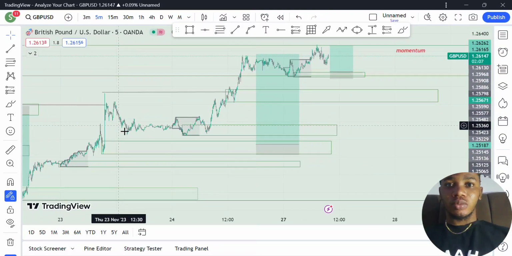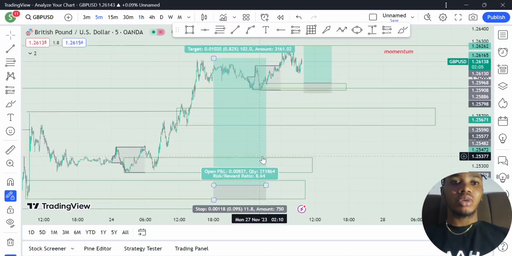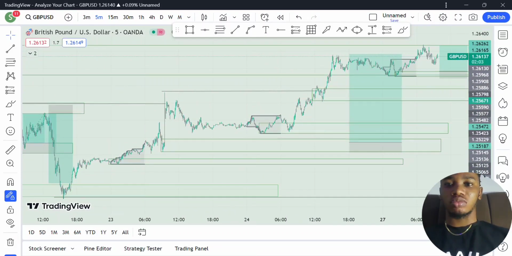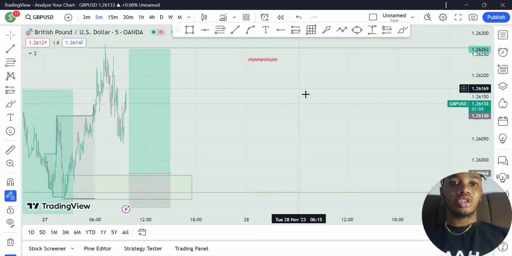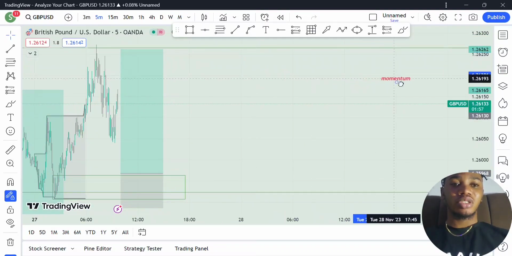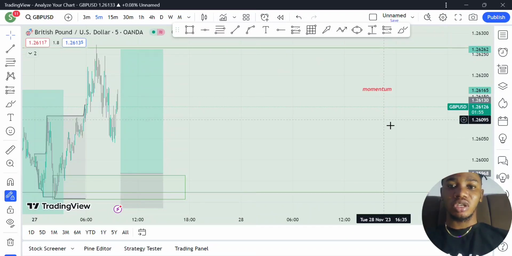Now let's head down. So what do we mean by momentum? When we talk about momentum, for me, momentum simply means where price has created a strong low or a strong high that took out the recent high or took out the recent low. Either way, it's being bullish or bearish. That's what we mean by momentum.